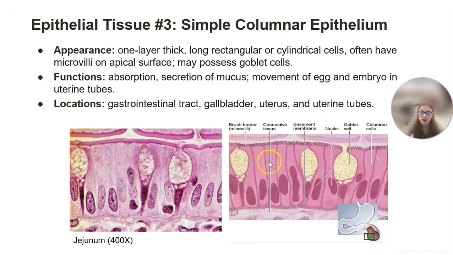And then, of course, we have our columnar cells with their nuclei, and then we have that dense basement membrane that is anchoring that basal surface of the epithelial cells to the connective tissue underlying it.